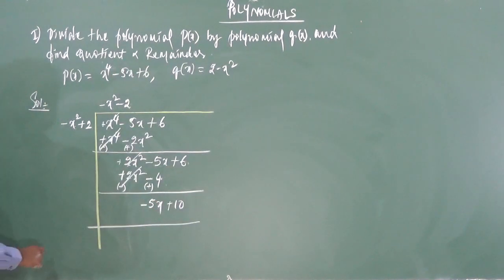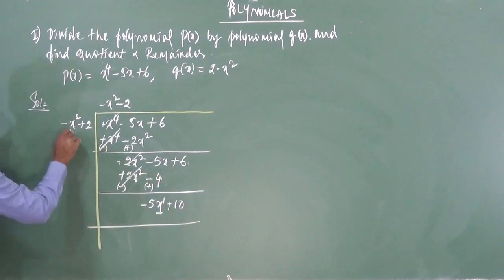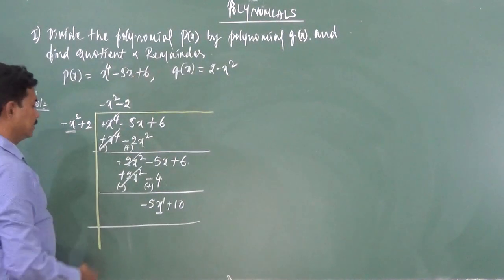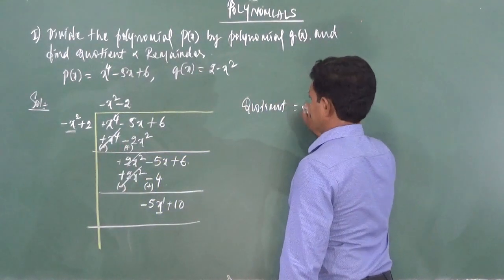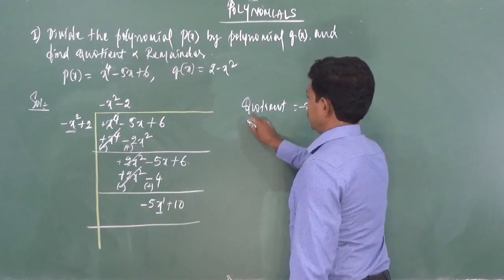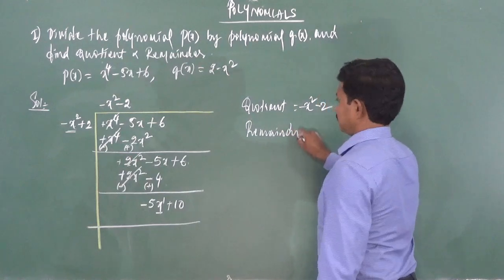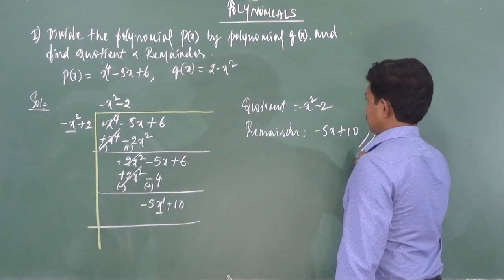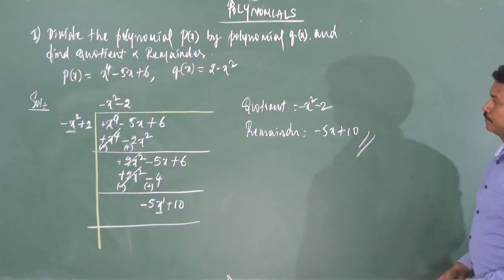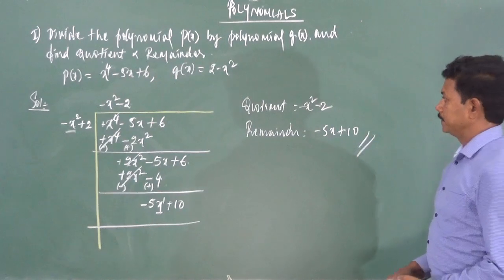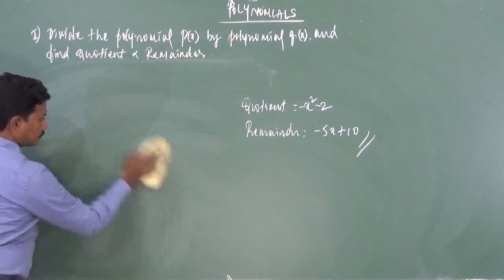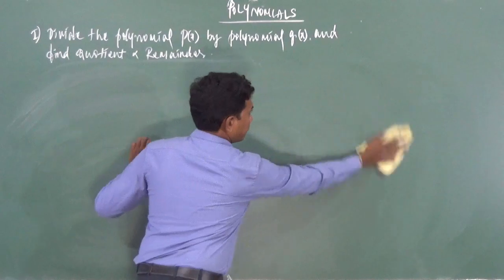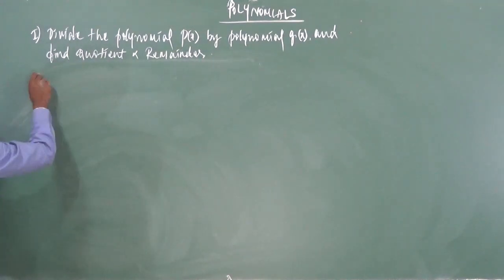So this is the remainder, because the degree of the remainder is here 1 and the degree of the divisor is 2. Therefore this process will not continue further. So we can write the quotient and the remainder. So quotient is equal to minus x square minus 2, and remainder is minus 5x plus 10. So this will be for 2 marks in your examination. Right, we go with the next problem.